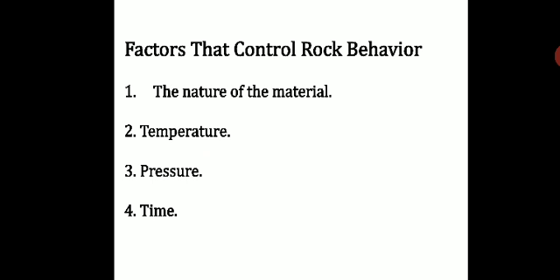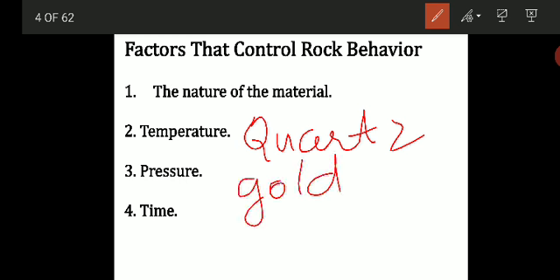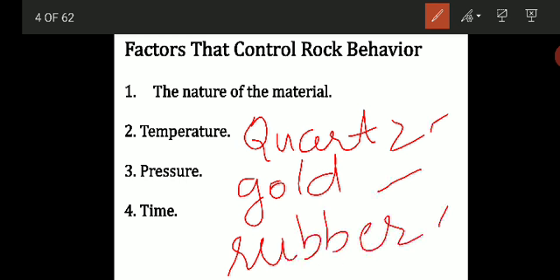Then we'll see what are the factors that control the behavior of the rock. The first one is the nature of the material. Suppose, of the three types of deformation you have seen, you just imagine a quartz crystal, a mineral, then gold, and then a rubber ball. If you take these three different materials, the nature of the material matters in the behavior. If you strike quartz with a hammer, it will break, it shatters into pieces. That is failure by brittle deformation.